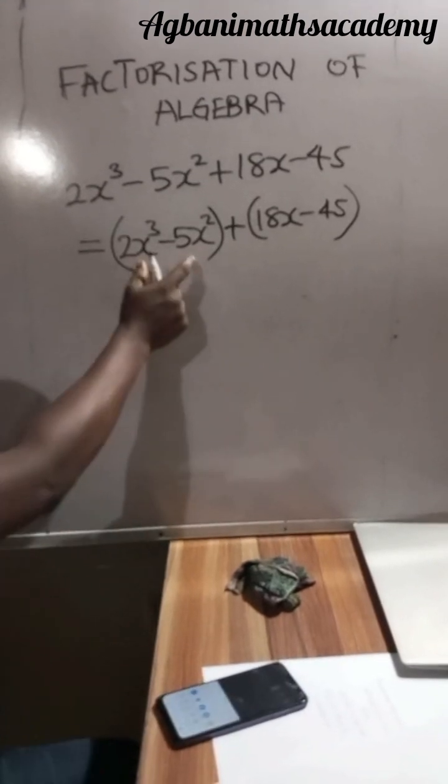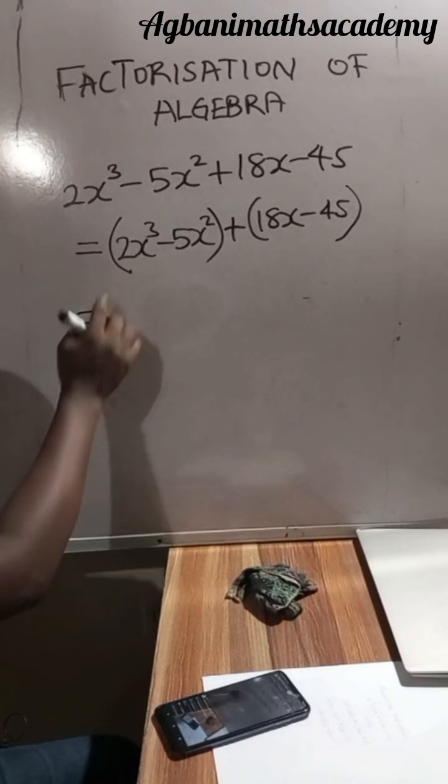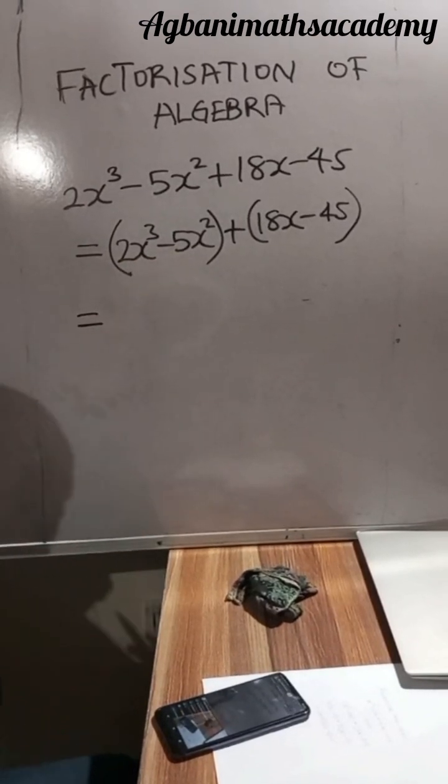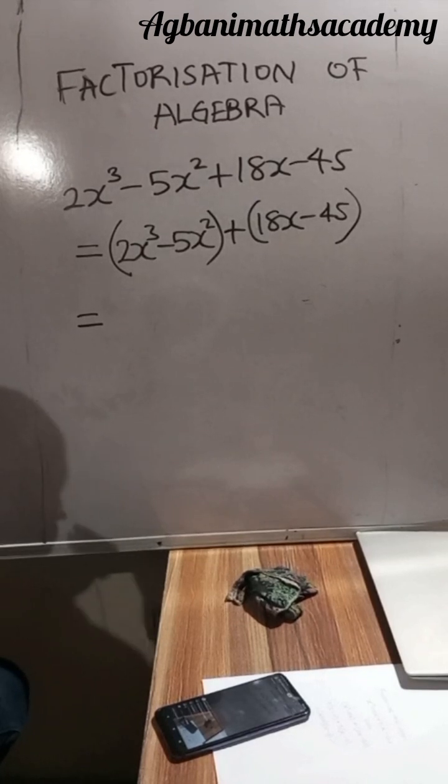So let's look at the first group. Among the numbers, do we have anything in common? 2 and 5. Nothing is common. There is no number that can divide both 2 and 5 without leaving a remainder. So we are done with the number.